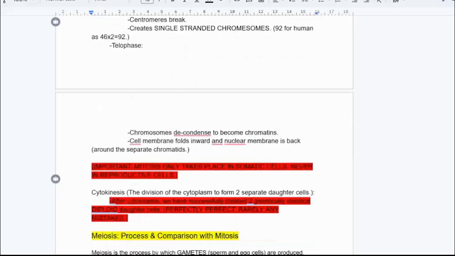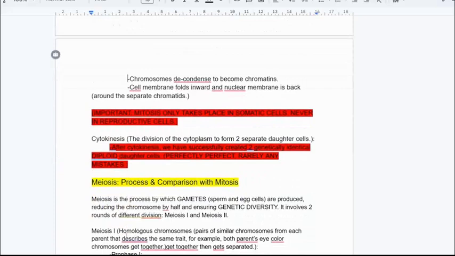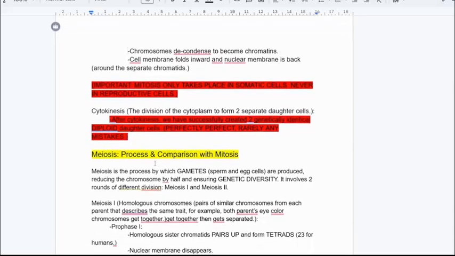This is when the chromosomes decompose to become chromatin, and the cell membrane folds inward while the nuclear membrane is back. Now, there's something that I highlighted in red that's important: mitosis only takes place in somatic cells. This is because it's going to produce perfect daughter cells, completely genetically identical. Cytokinesis is the last process, and after cytokinesis we've successfully created two genetically identical diploid daughter cells. It's very perfect, and there's very little chance that you're going to get any mistakes.